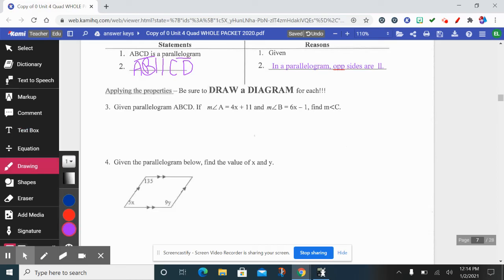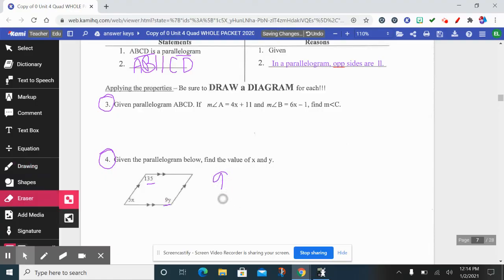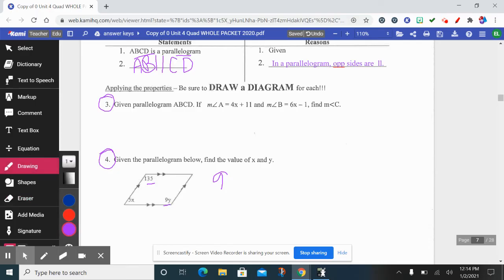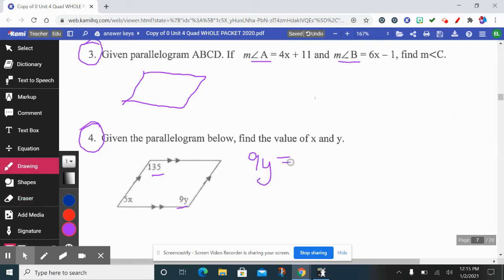Okay. Exercises 3 and 4 are very similar to problems from a minute ago from the notes page. But remember here, opposite angles are equal. So 9y would equal 135. If I help you with some equations here. So exercise 3, I'd like you to draw your picture, decide what to do with angles A and B. Okay. Exercise 4 usually throws people for a loop. 9y, I can even write right now, 9y would equal its opposite angle, 135. So you can solve for y there.